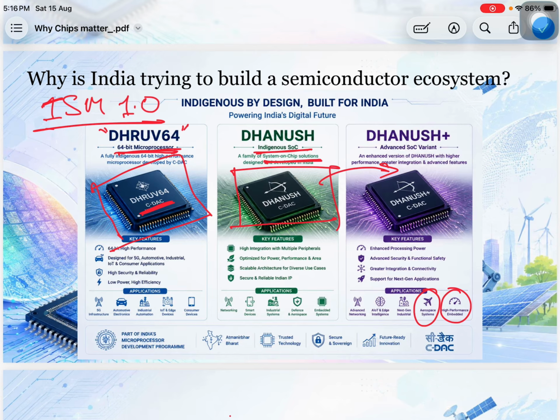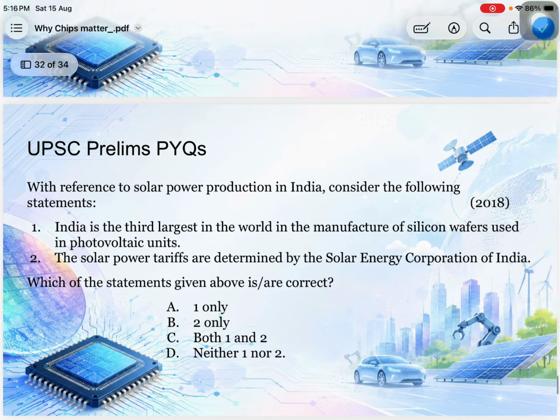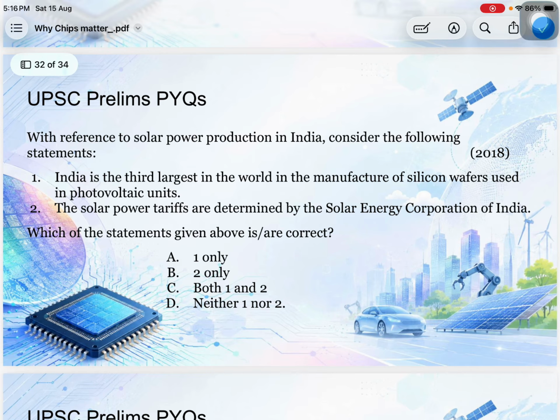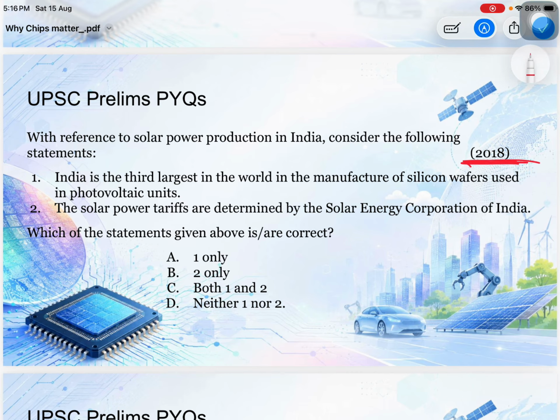And yeah, moving ahead, these are a couple of direct PYQs from this chapter which I would like to discuss. You can see right from 2018, UPSC has had its eyes on this chapter and this topic, and they are asking questions. There are some questions which are not directly linked, but in the periphery of this topic, there are questions right from 2016. So we will be discussing the 2018 question with reference to solar power production in India.